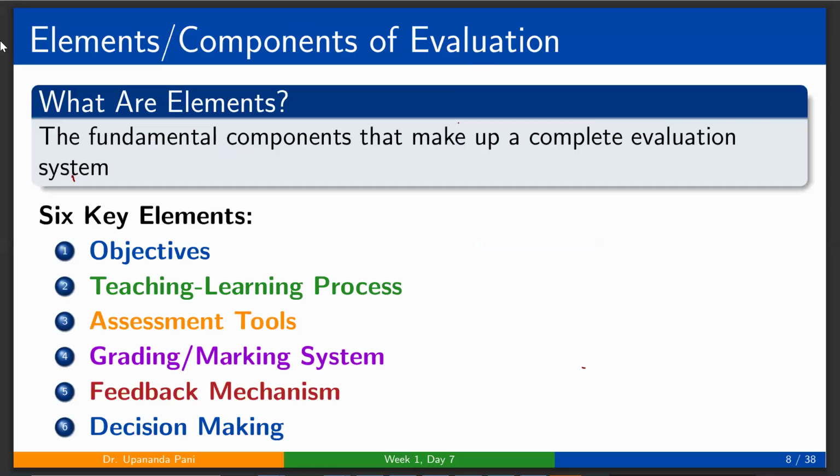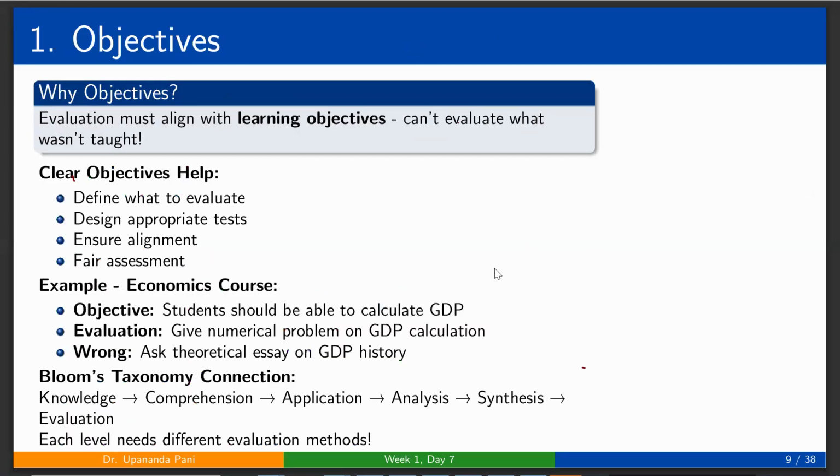Next we will discuss what are the elements or components of evaluation. So what are the elements? The fundamental components that make up a complete evaluation system. There are 6 key elements. First is objectives, teaching learning process, assessment tools, grading and marking system, feedback mechanism, decision making. Right? So these are the 6 key elements of evaluation.